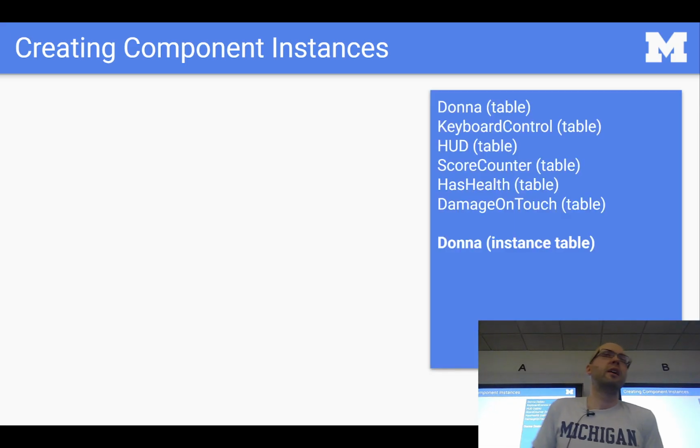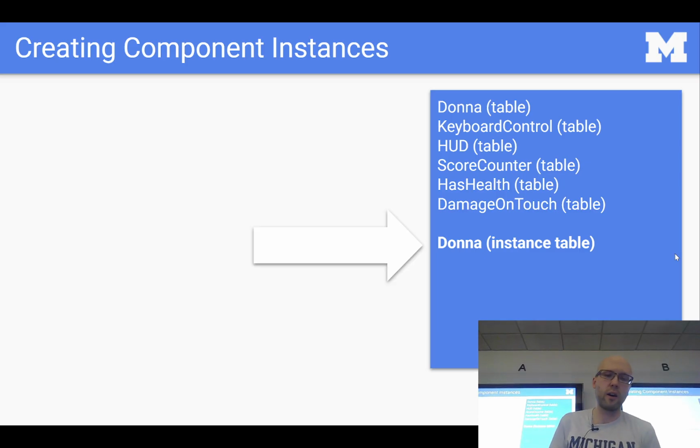So there you go. Here's the situation now. We have an instance table. That empty table is now instancing Donna, okay? And we can now use it. We can now attach it to actors. We can do whatever we want, all right? So there we are. It is a brand new component, a genuine component, not a type of a component, okay?